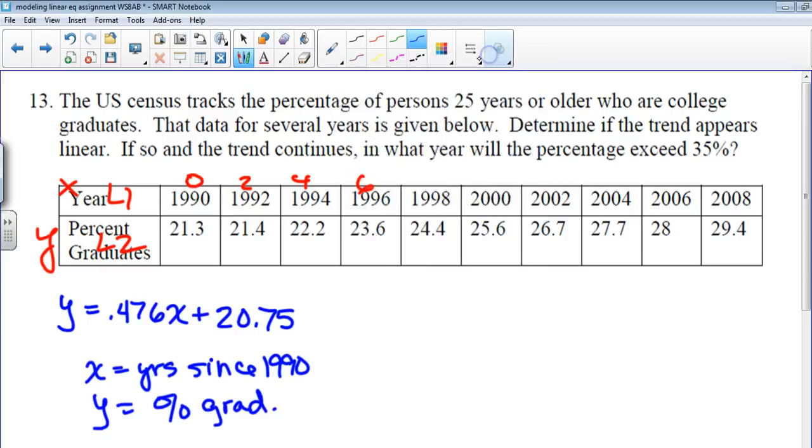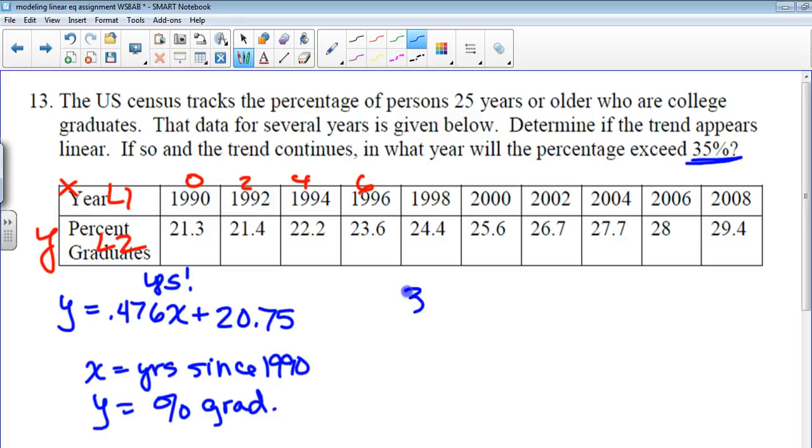Now, for the second part of the question, it says determine if the trend appears linear. Oh, well, it had an R value, right? Or we looked at the graph, either one, so yes, it's linear. If so, and the trend continues, in what year will the percentage reach? Now, this is what messed me up. I'm so used to saying 35% is 0.35. But look at their percents. Did we enter them as decimals? We entered the actual percent. So when we go to solve this 35%, we need to put it in as 35, but where?